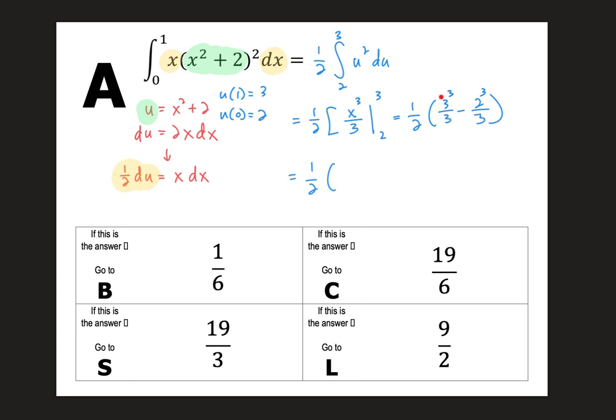All right, 3 cubed is 27 over 3. 27 divided by 3 is 9. And then 2 cubed is 8, so that's 8 over 3. All right, and then actually I probably should have left it as 27 over 3, since we have a common denominator. Okay, and then 27 minus 8 is 19. So that's 19 over 6.